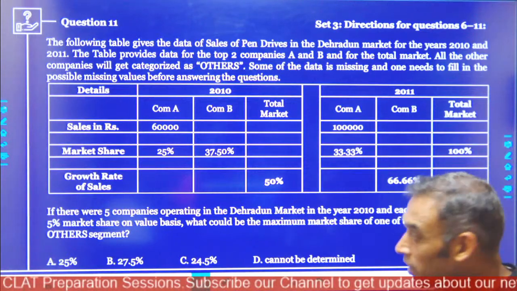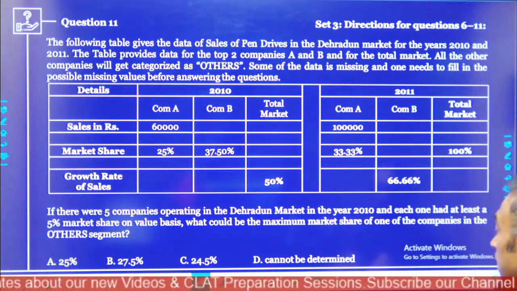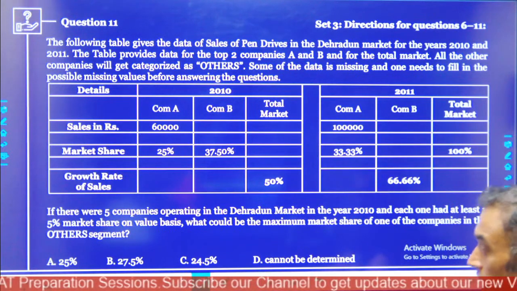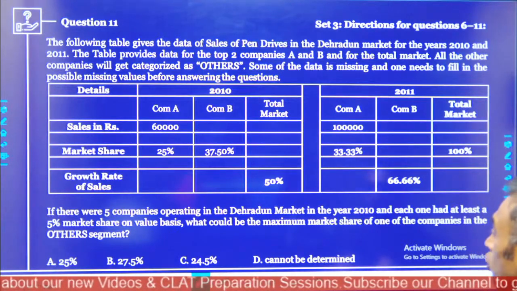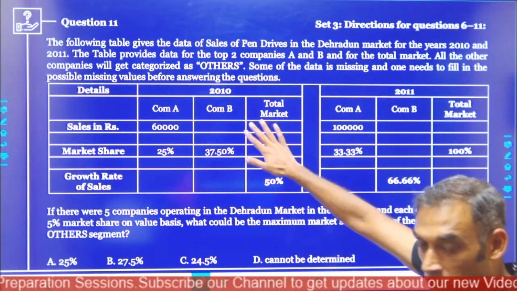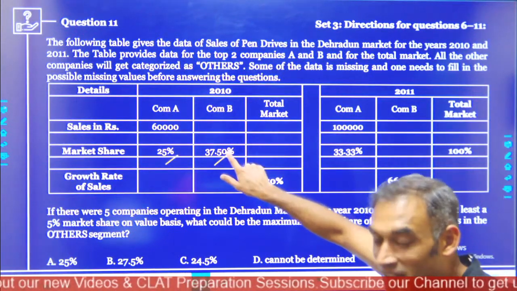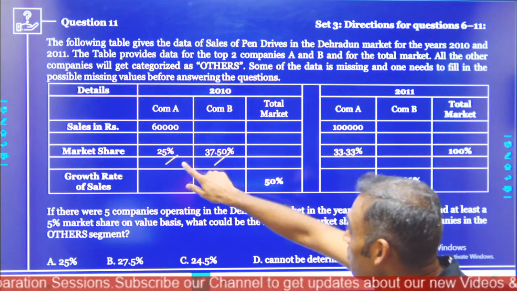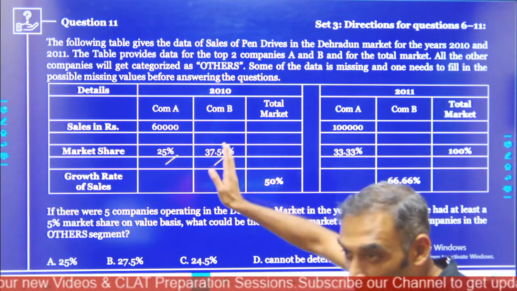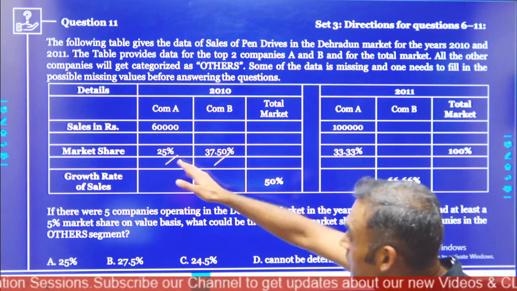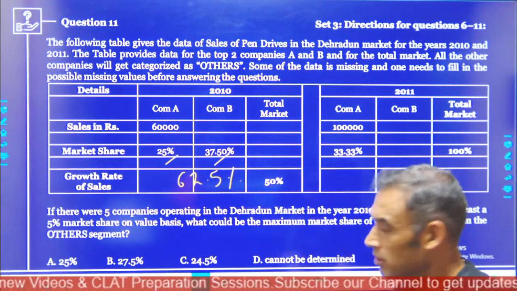Okay, now let's look at this question. If there were 5 companies operating in Dehradun market in the year 2010, and each one had at least a 5% market share on value basis, what could be the maximum market share of one of the companies in other segment? Now we are talking about 2010, right? Now look at this. This is 25% and 37.5%, right? If we add both of them, it makes it 62.5%, right?